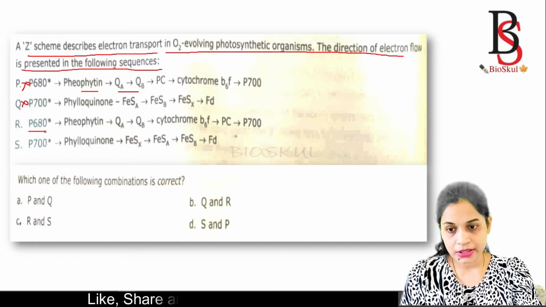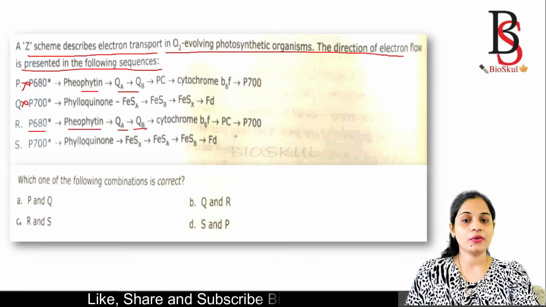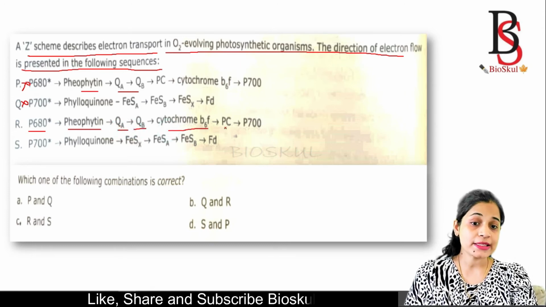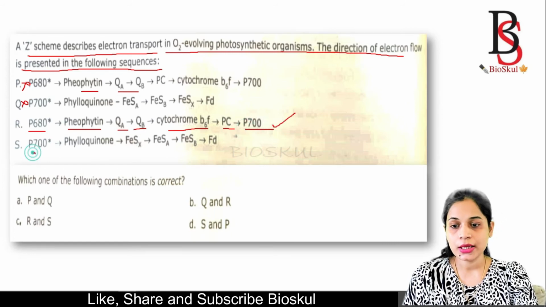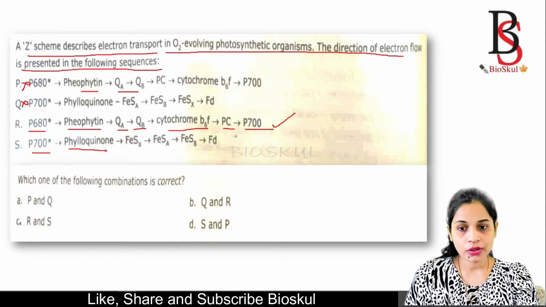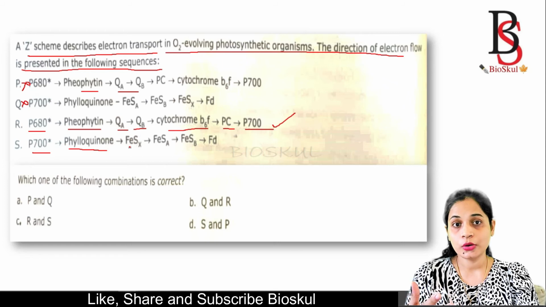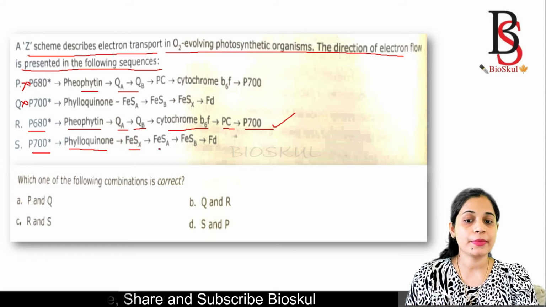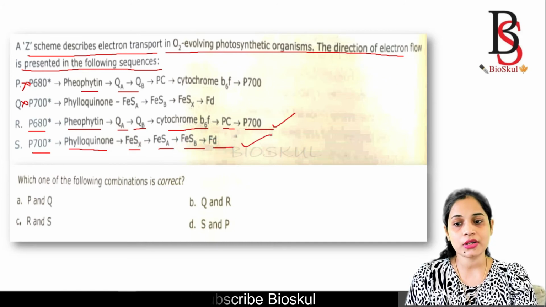Here it is P680, then it moves to the pheophytin, then the quinone, quinone A, quinone B, then it will move to the cytochrome b6f, then to plastocyanin and photosystem 1. This one is correct. P700, it will move to the phylloquinone. Yes, first it will be moved to the A0, that is the modified chlorophyll, then A1 is the phylloquinone, then the iron sulfur complex, the series is FX, FA, FB, then it moves to the ferredoxin, so this one is correct.